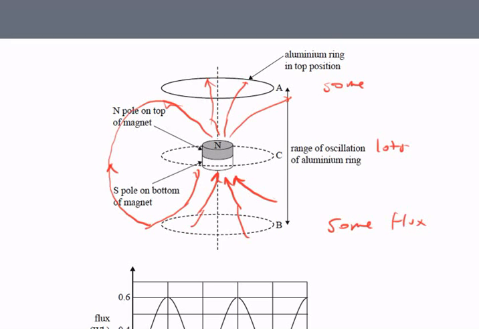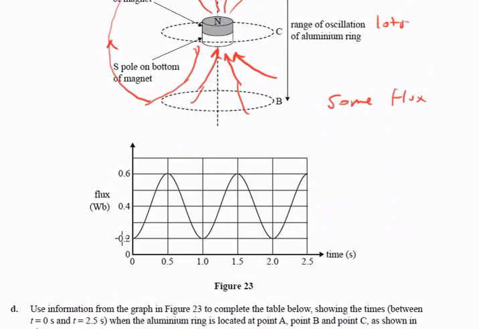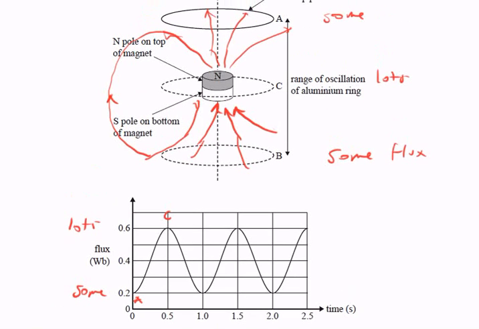and B has some. So if it starts in position A, here's the some flux, and here's lots of flux. So it starts in A, and then it goes to C, and then it goes down to the bottom to B, then back to C, then back to A. So that's starts at A, goes to C, because C's here. A through to C, through to B. So it goes A, C, lots of flux, and then down to B, some flux, then back up to C, then back up to A, and then back down to C again.